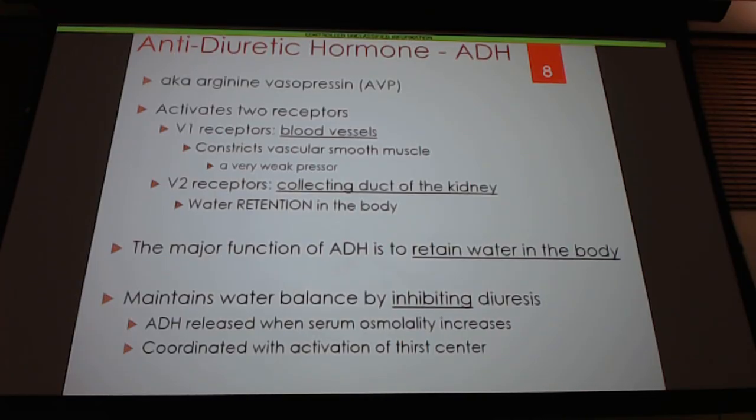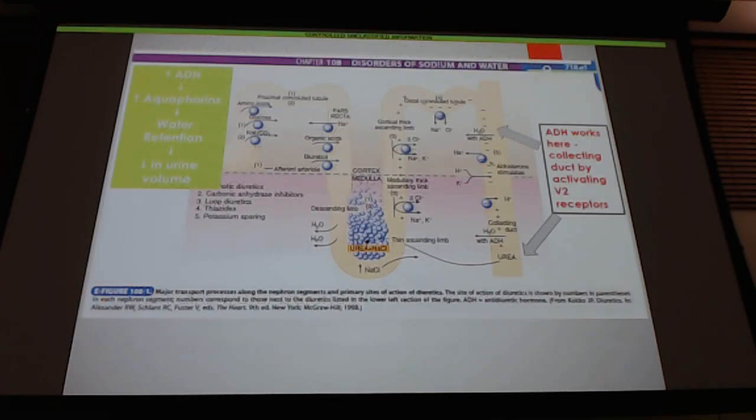If I hold water into the body, what happens to my urine? Concentrated. Yeah, it's concentrated and it's less, right? So our urine production is lower. So more ADH, holding that water in, and I'm peeing less. Any questions on that? We'll talk about it a couple more times.